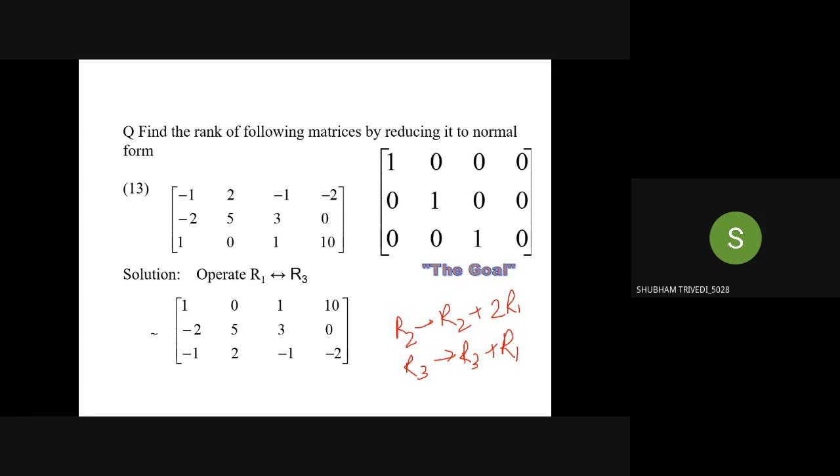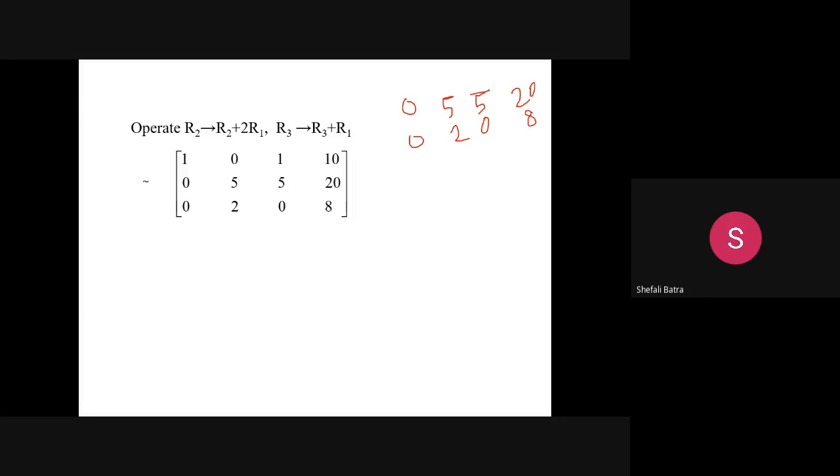Ma'am, may I? Yes beta, please. Ma'am, the second row will be 0, 5, 5, 20, and the third will be 0, 2, 0, 8. Okay, let us check. Absolutely right. First row as it is, 1 0 1 1 1 0. Second is 0, 5, 5, 20, and third is 0, 2, 0, 8.